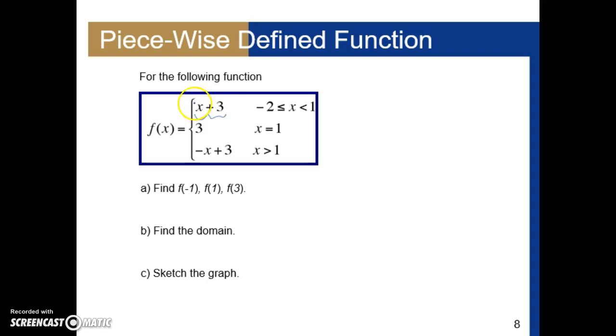Here, this function behaves like the line x plus 3. It has a positive slope of 1. It has a y-intercept of 3. It behaves this way from negative 2 to 1, including negative 2, but not including 1. Then it behaves like the horizontal line y equals 3, only at x equal 1, just at that one point. So this function contains the point (1, 3). And it behaves like a negatively sloped line, a slope of negative 1, having a y-intercept of positive 3 for all values greater than 1.